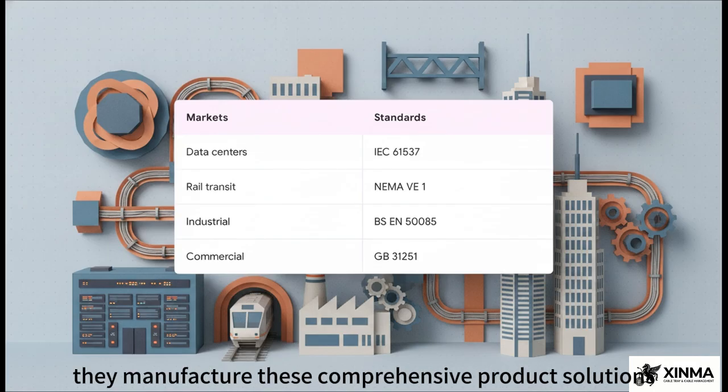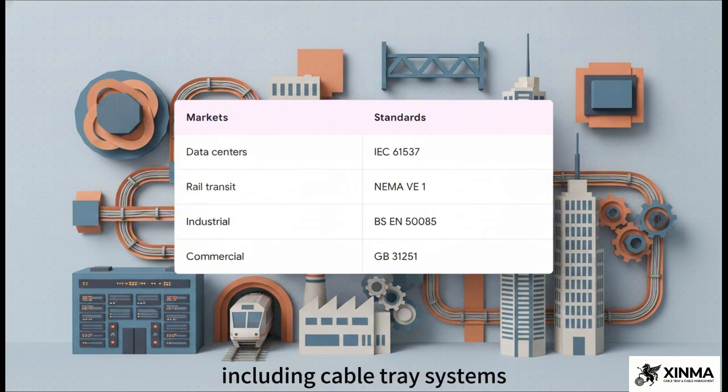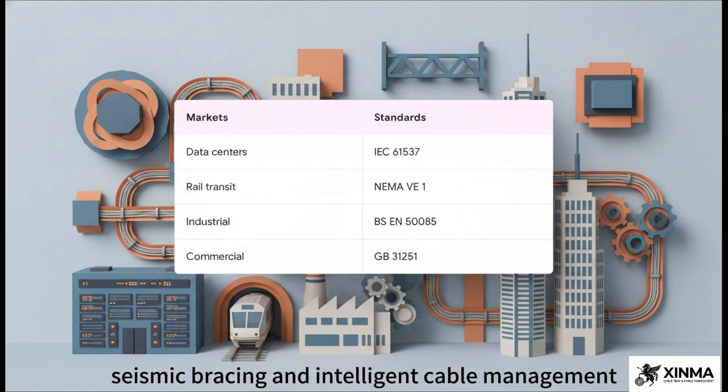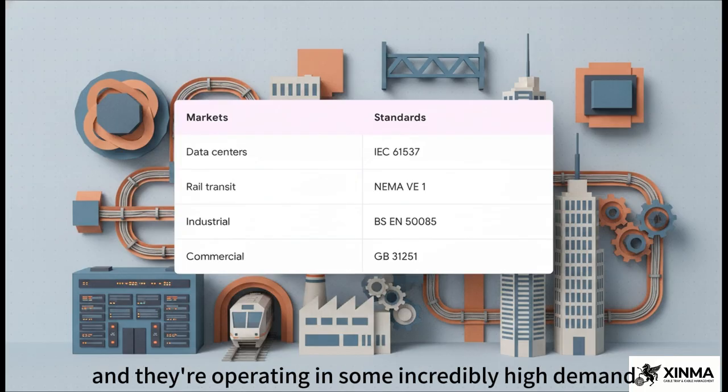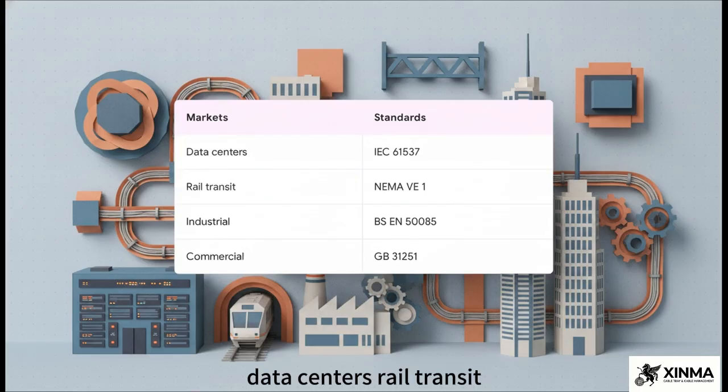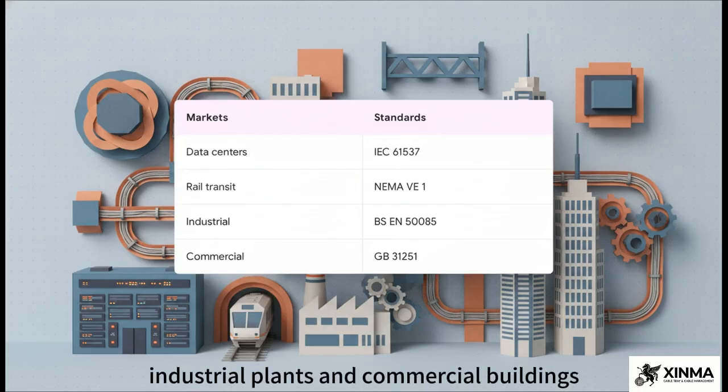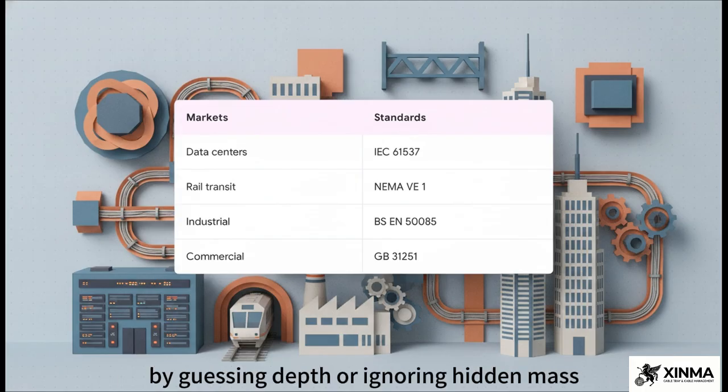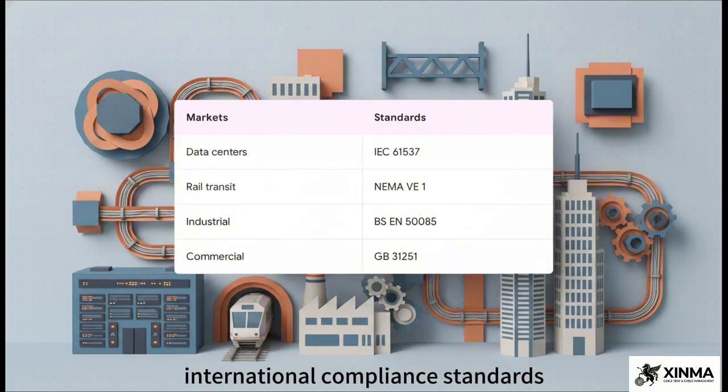They manufacture these comprehensive product solutions, including cable tray systems, busways, seismic bracing, and intelligent cable management. And they're operating in some incredibly high-demand, zero-tolerance markets: data centers, rail transit, industrial plants, and commercial buildings. You simply cannot survive in these environments by guessing depth or ignoring hidden mass. You survive by strictly adhering to critical international compliance standards, which Xinma does. They specifically align with IEC 61537, NEMA VE 1, BS EN 50085, and GB 31251. These standards exist for a reason, right? To ensure that fill capacity, stiffness, and load classes are mathematically proven, not just assumed.